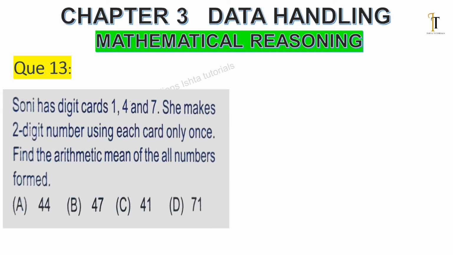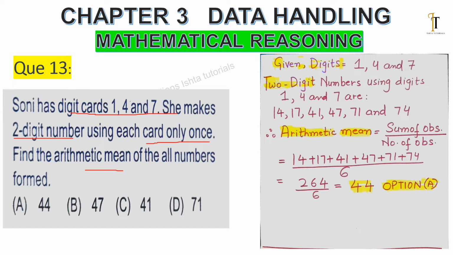Question number 13. Sony has digit cards 1, 4 and 7, and she made 2-digit numbers using each card only once. Find the arithmetic mean of all the numbers formed. So here Sony has single digit numbers, that is 1, 4 and 7. She made 2-digit numbers but using each card only once. So the final numbers are 14, 17, 41, 47, 71 and 74.